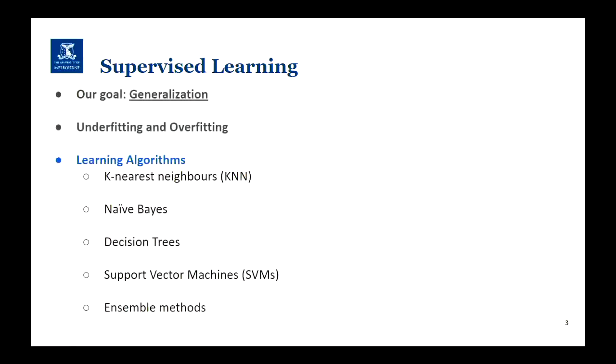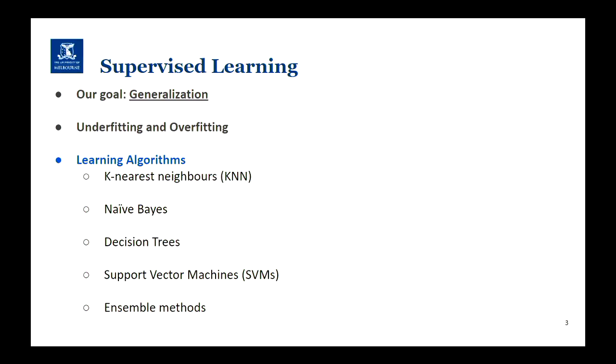On Wednesday we discussed supervised learning, and the main goal of supervised learning is something called generalization, which is different from memorization. Generalization is the ability to predict on unseen data, and this is the main goal of supervised learning. We also discussed two specific phenomena, underfitting and overfitting, and we want to avoid them. Today we'll discuss how.